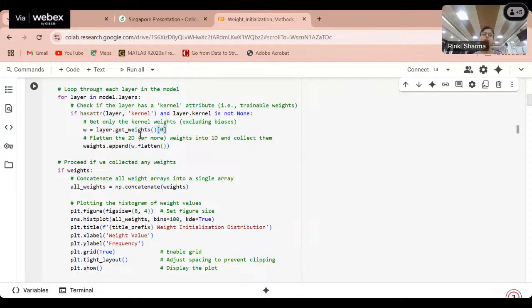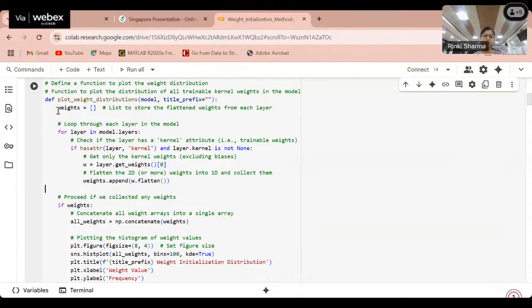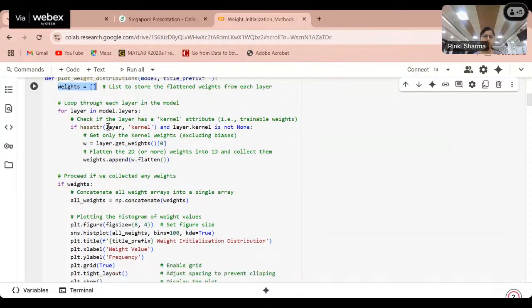If we take 1, it will take the biases also. So we have taken only weights here, so W is the weight matrix for each layer. In the first iteration of this loop, it has taken the first layer's weights, and then we flatten the weights into a one-dimensional vector. So it is a numpy array now, and we add it with the append function to this list, which is weights. So for this loop, the first layer's weights have been added to the weights list.